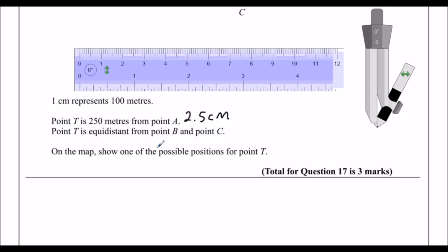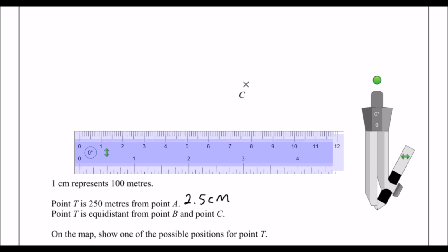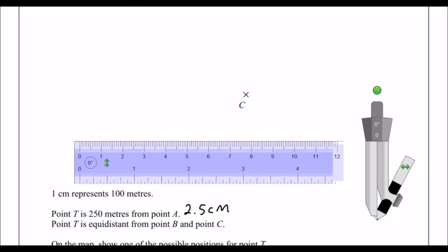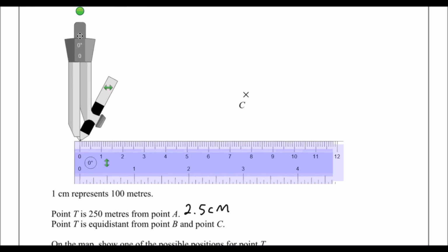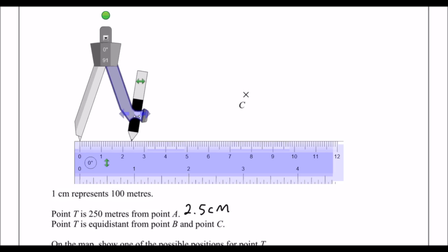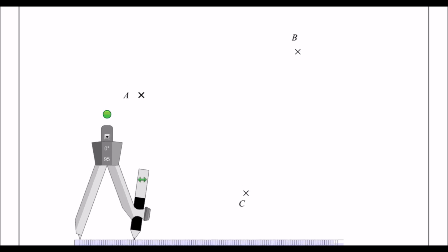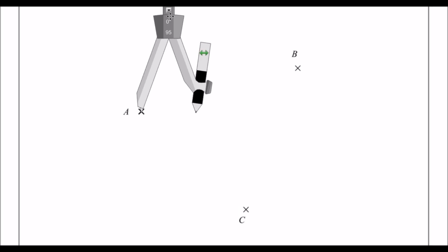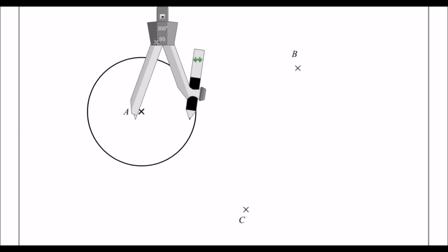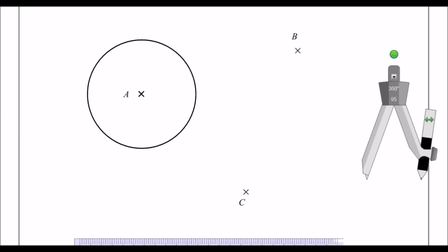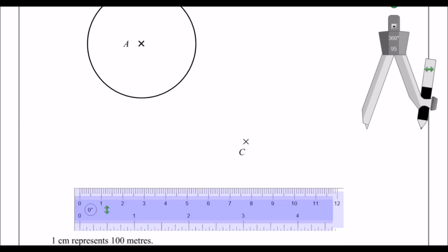And point T is equidistant from B and C. On the map, show one of the possible positions for point T. So it's 250 meters from A, so 2.5 centimeters. So we can use our compass, measure it out to 2.5 centimeters, and then put the point of the compass on A, and then draw around the circle. So that will be all of the points, 250 meters or 2.5 centimeters away from A.